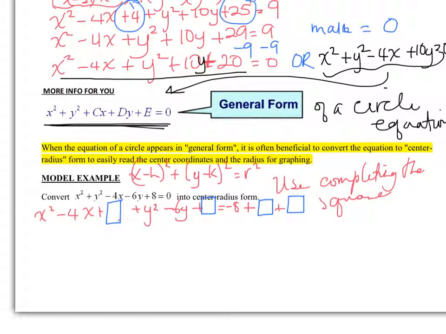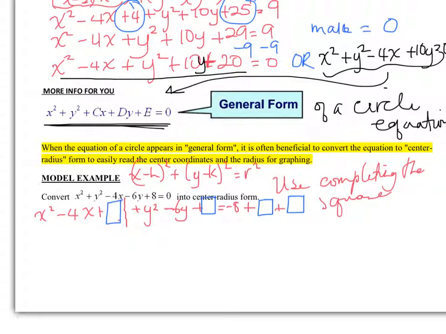Alright, so it's like completing the square, but then we have two sections. We're going to look and see what numbers we have to fill in. Just like completing the square, if you look at this first half here, you're just going to treat it like how we would do completing the square.